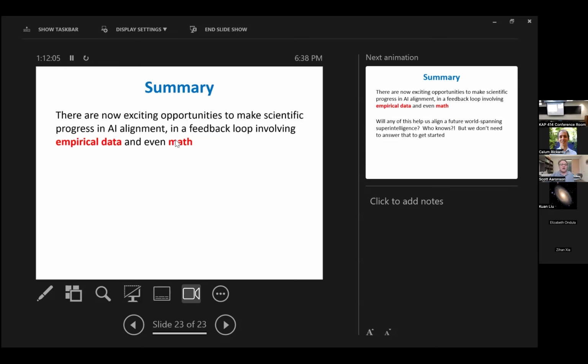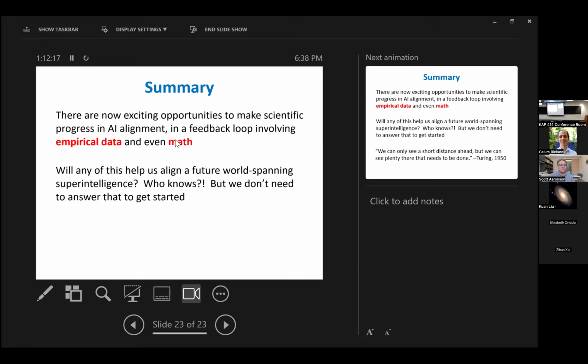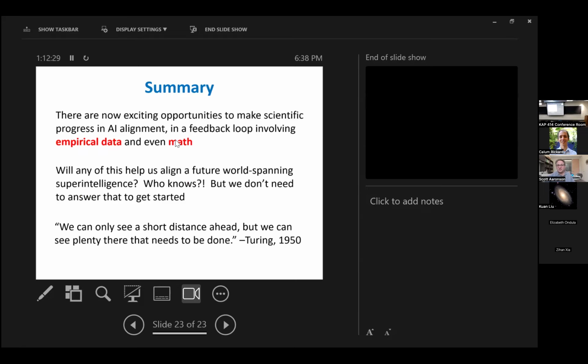So to summarize, I think there are now exciting opportunities to make scientific progress in AI alignment in a feedback loop involving empirical data and ideally even math. Now, will any of this help us to align a future world-spanning superintelligence? I don't know. But fortunately, I think we don't need to answer that to get started. As Turing said in his famous paper on the imitation game 76 years ago, he was writing about AI itself, but we could just as well say this about AI alignment: we can only see a short distance ahead, but we can see plenty there that needs to be done.